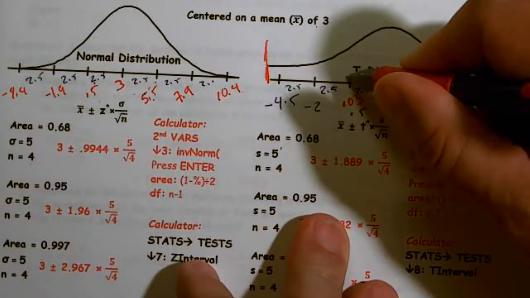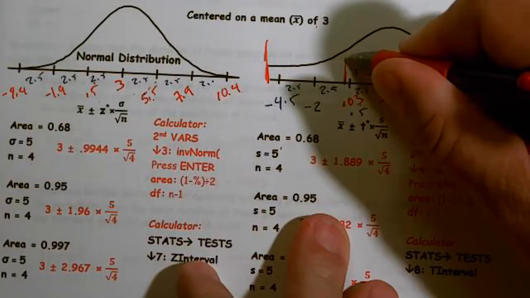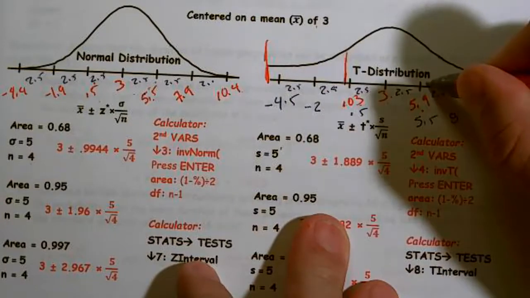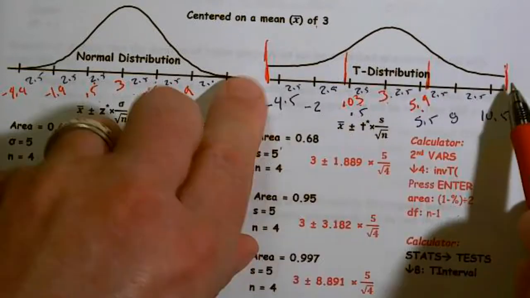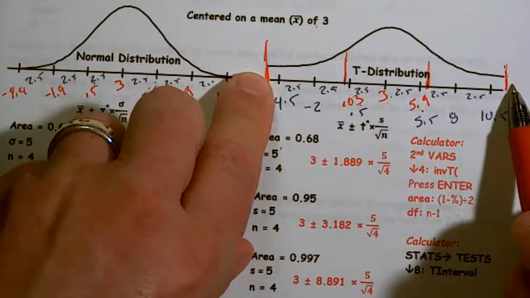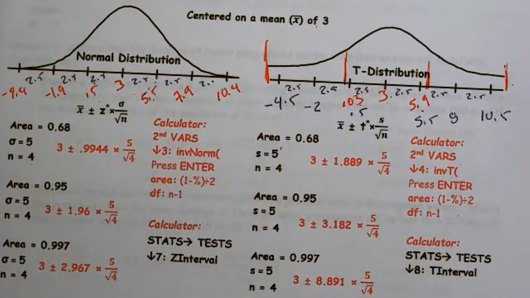It was right around here. This was 68%. But we want to go to 95%, we're much wider. So the t distribution has a whole lot more area in the tails.